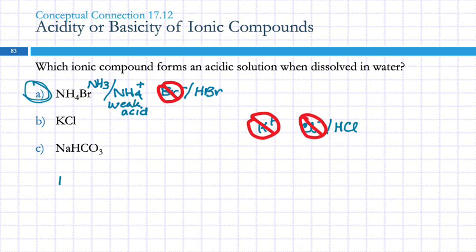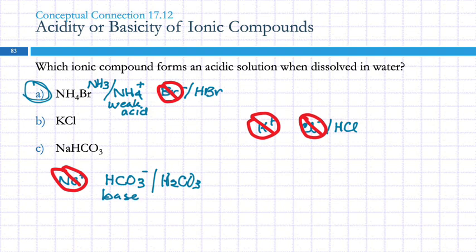And sodium hydrogen carbonate, well, you may remember this one because we talked about it twice today. Here, sodium ion, counter ion of a strong base, right? So that's not going to act as an acid. Let's look at the conjugate acid of this guy, H2CO3. That's weak, right? Weak acid, so this acts as a weak base. But we're looking for something that forms an acidic solution. So this would form a basic solution.